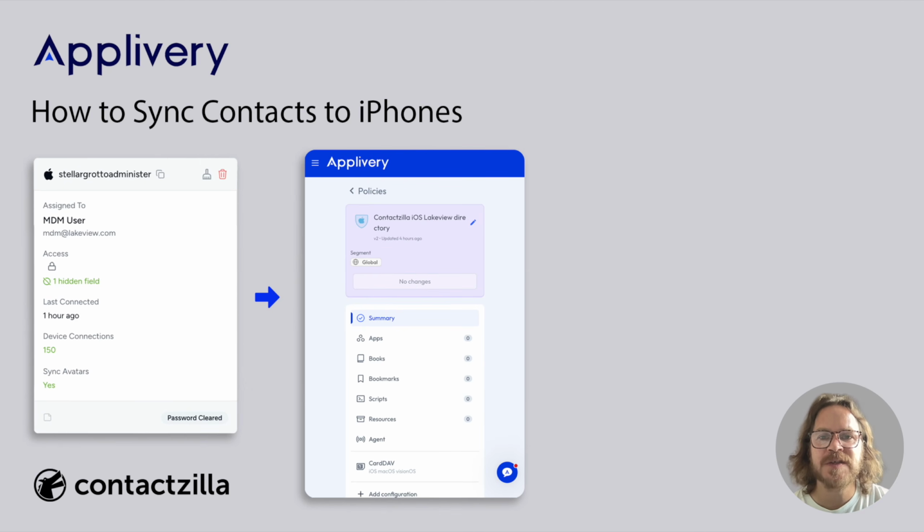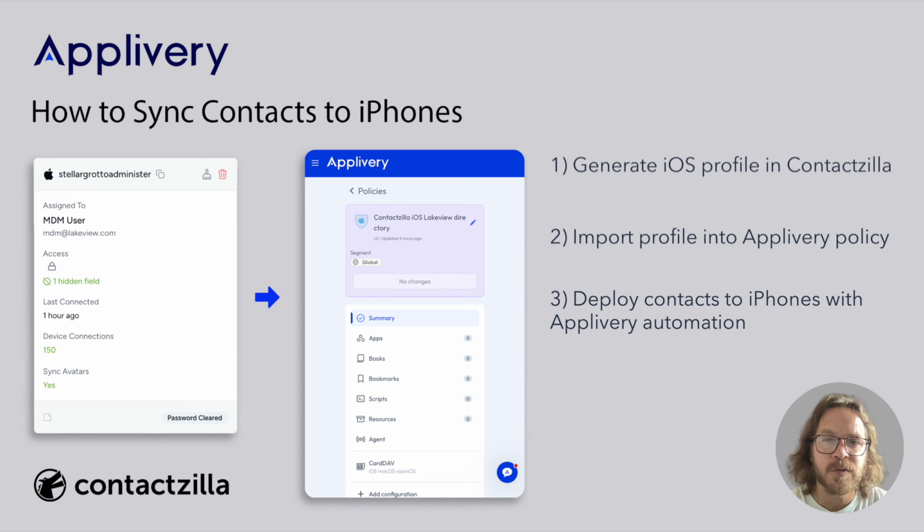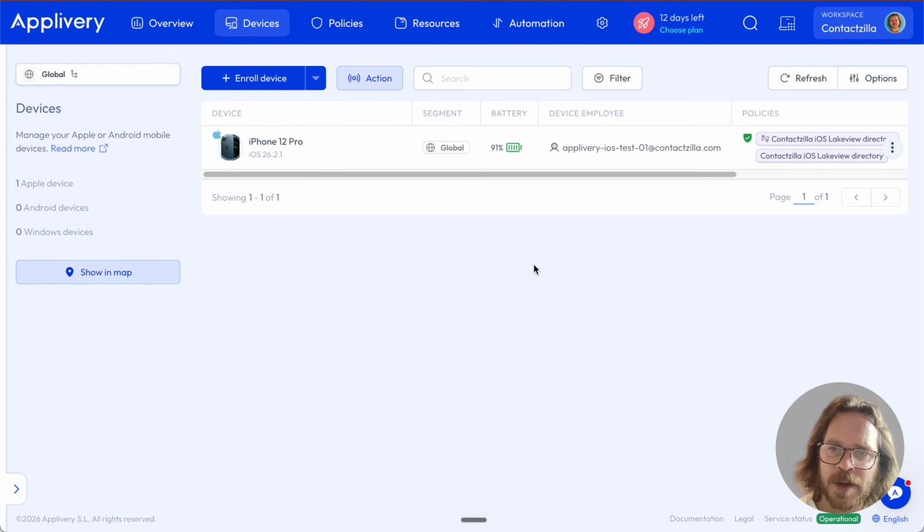Hello, today we're using AppLivery to deploy a shared business contact list from Contactzilla to an iPhone's native contacts app. The setup has three parts. First, we'll generate an iOS mobile config profile from Contactzilla. Then we'll create an iOS policy in AppLivery and import that profile. Finally, in AppLivery, we'll use a device audience and an automation rule to deploy that contact list to the right iPhones. So I'm looking at my AppLivery dashboard, and I really like their approach to scoping and assigning to devices.